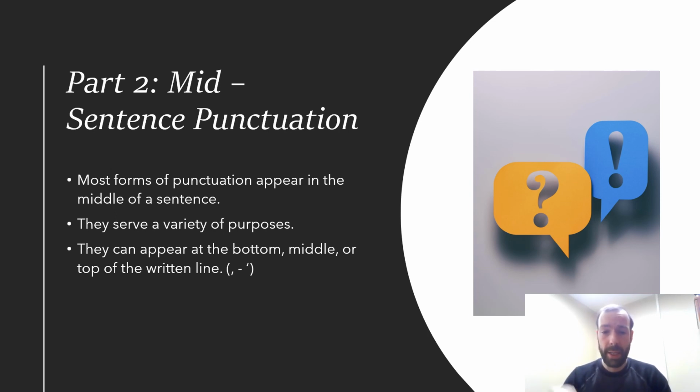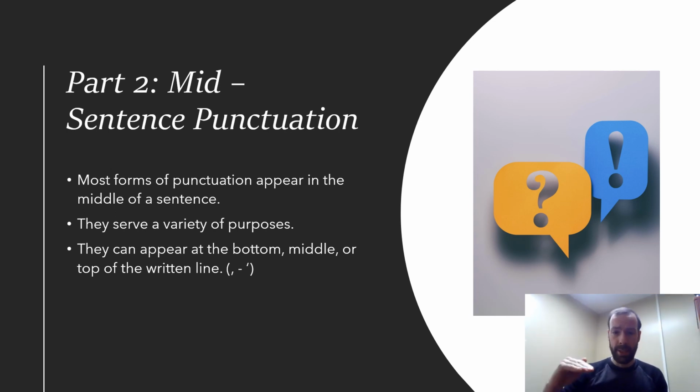So here in brackets, you see a really good example, commas, which always come right at the bottom of our line when we're writing, a dash or a hyphen, which comes right in the middle of our written line, and an apostrophe, which comes up top. So you really want to pay attention to where on the written line these forms of punctuation appear, because it actually changes what they mean sometimes.